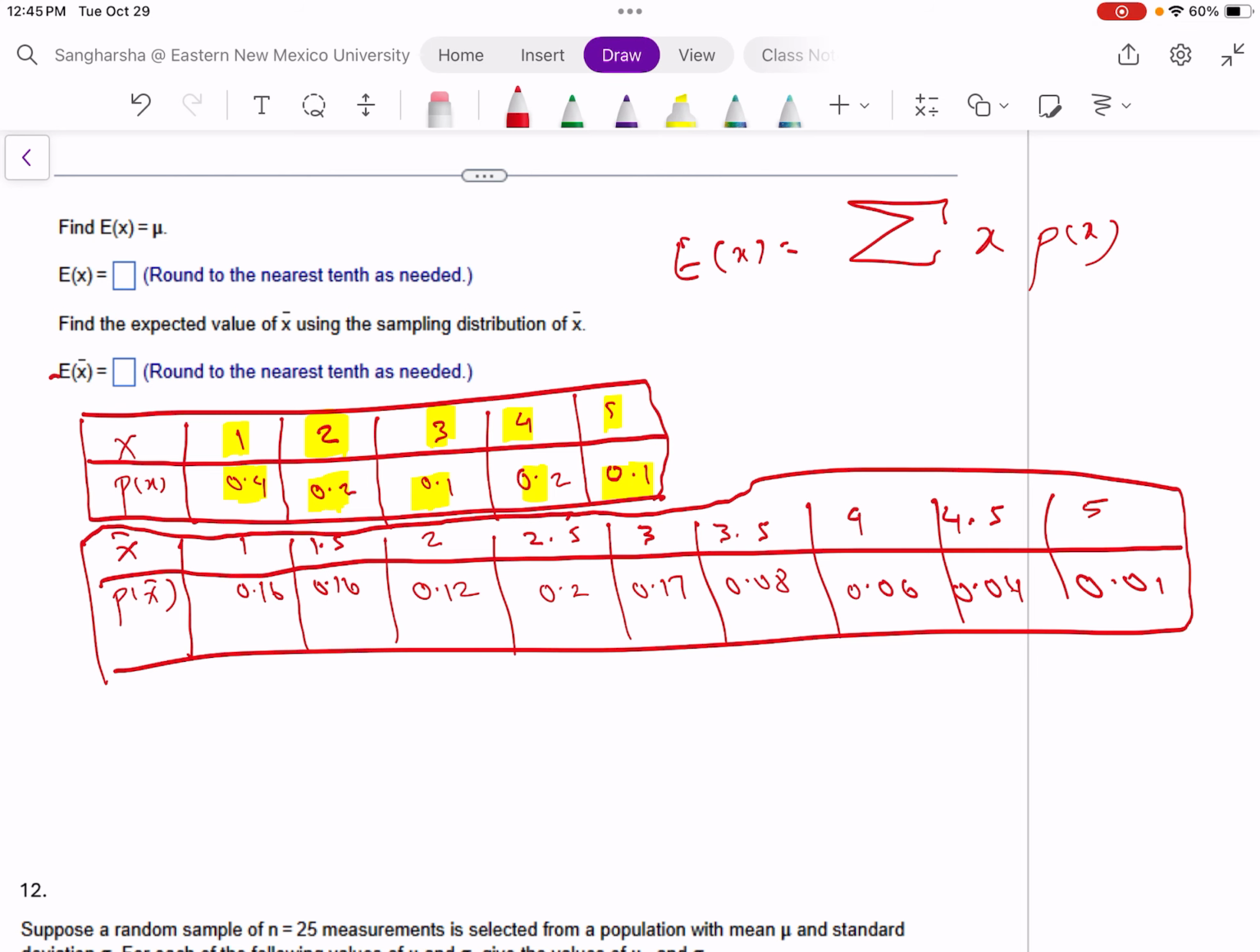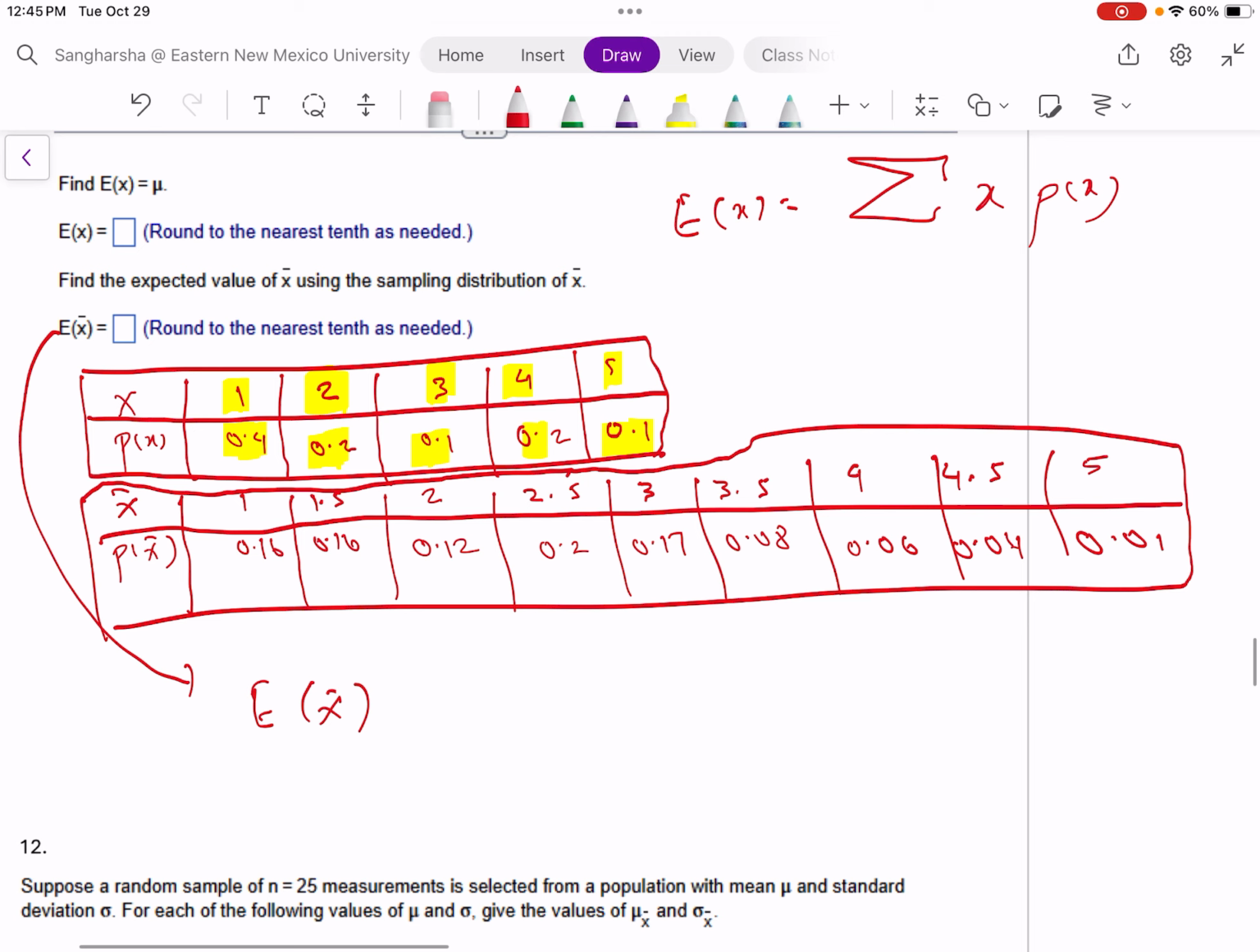And you also find E of x bar. E of x bar is the summation where you multiply each value of x bar with its probability and add. So you multiply 1 and 0.16 plus 1.5 times 0.16 plus 2 times 0.12 plus 2.5 times 0.2, and you do this for all x bar.